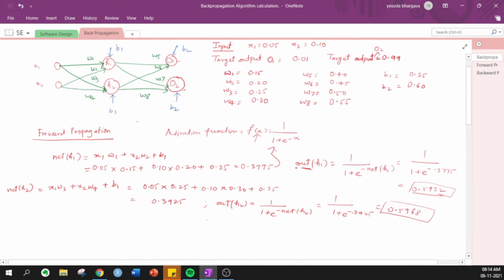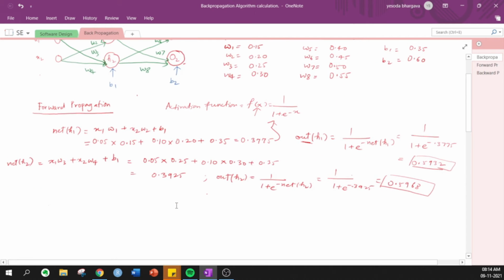Okay, so this is the final output that the hidden layer is giving us. Then again, talking about forward propagation, these outputs travel forward. So we compute net O1. Net O1 is output of H1, because this is the value it is transferring, into W5, the connecting weights, and output of H2 into W6 plus the bias term.